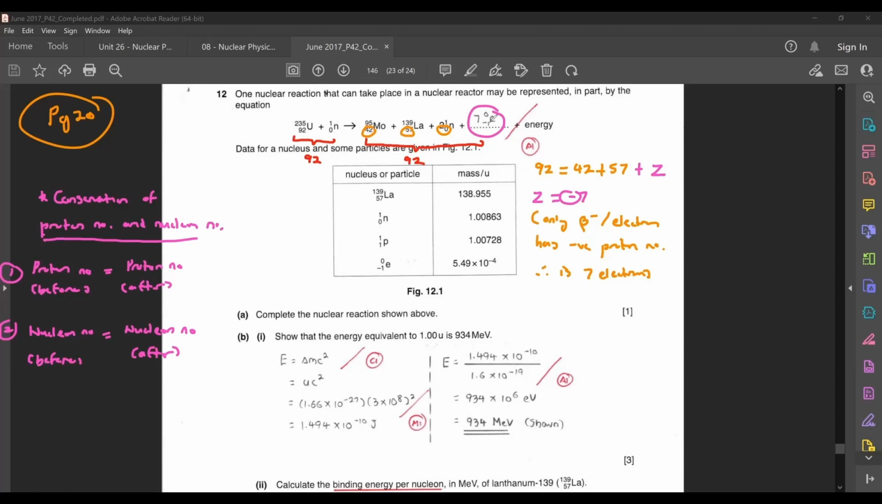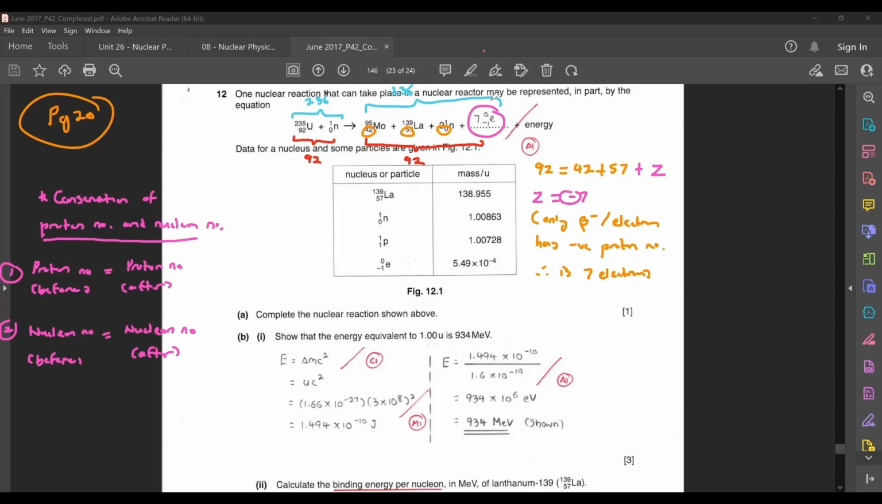Now you can also likewise check with your nucleon number to see whether you did it correctly. This one will give you 236. So with what you have now, if you add up your nucleon number after the reaction, it will be 95 plus 139 plus 2 plus 0. It will be 236 exactly. So this is the correct answer. You would have 7 electrons, 7 e -1 0.